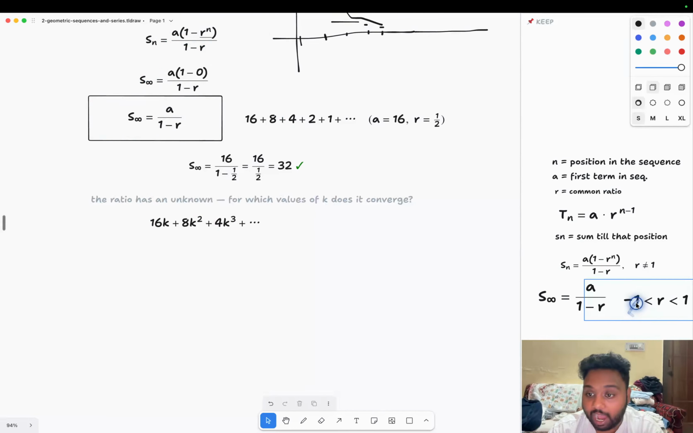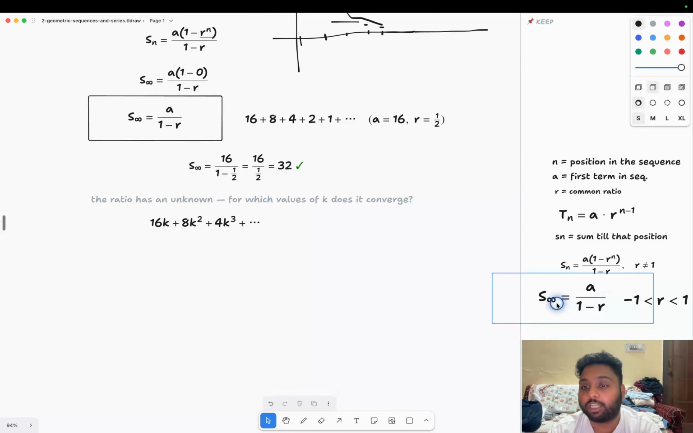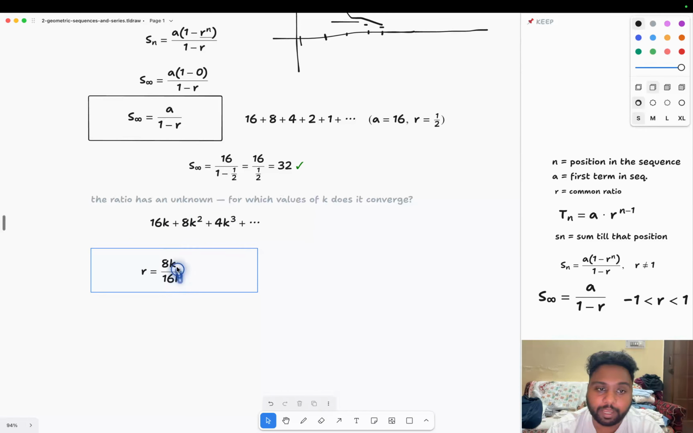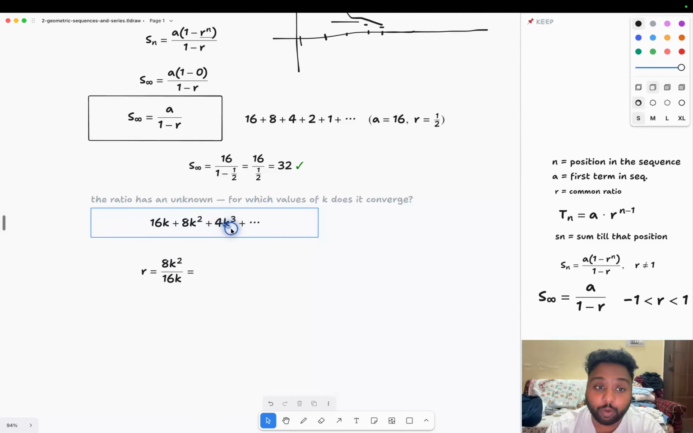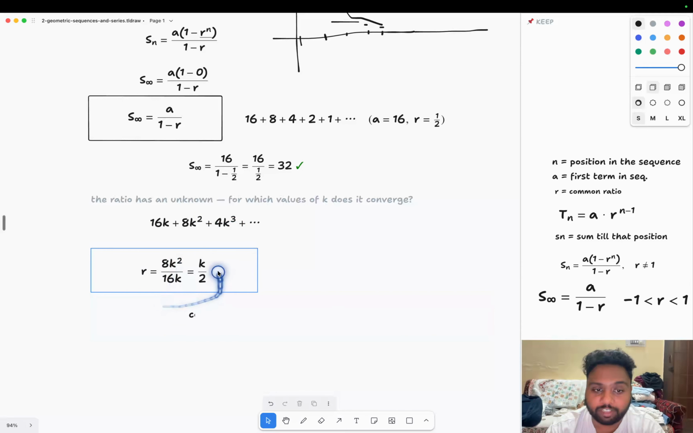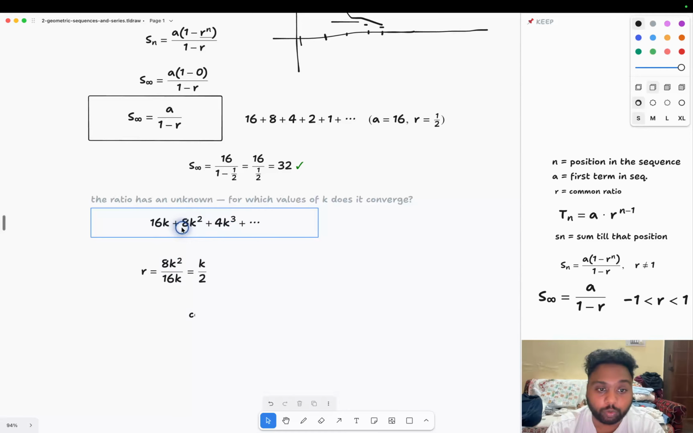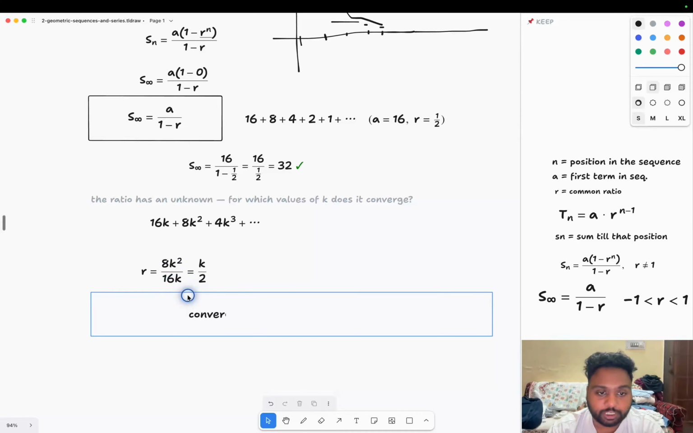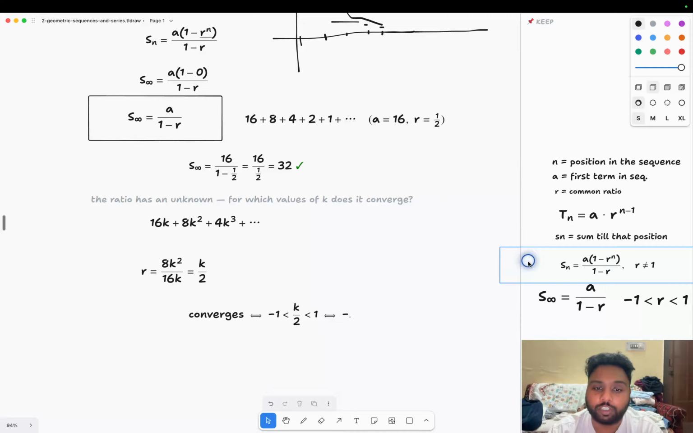As we just learned, the R needs to be from -1 to 1 in order for S of infinity to exist. Using that, we will derive R. Our R is going to be 8k squared divided by 16k, which is equal to 4k cubed divided by 8k squared. Or we can just use 2 terms, and if they cancel out, we don't even need to use the 3 terms. Only 2 terms are enough for us to derive R in this case, which gives us that R should be -1 to 1, then k by 2 should be -1 to 1, which will tell us that k should be -2 to 2.